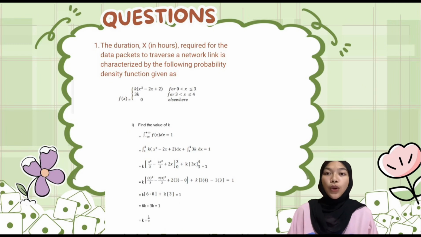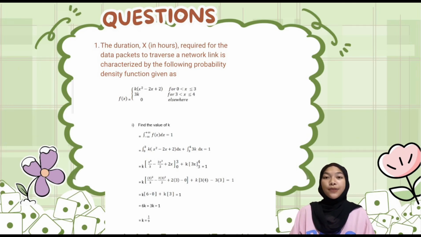To find k, we use the fact that the integral of the probability density function over all real numbers equals 1. The integral from 0 to 3 of k multiplied by x squared minus 2x plus 2, plus the integral from 3 to 4 of 3k, is equal to 1. This becomes k times the expression x cubed over 3 minus 2x squared over 2 plus 2x, evaluated from 0 to 3, plus k times the expression 3x, evaluated from 3 to 4, equals 1.